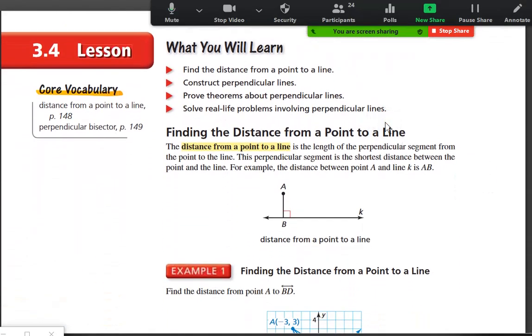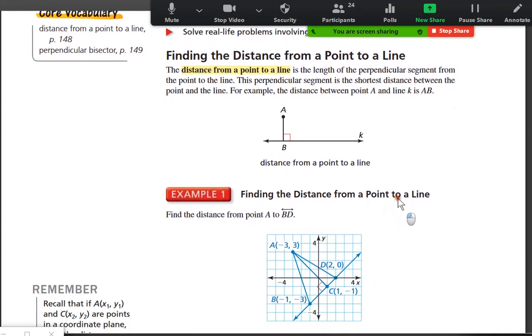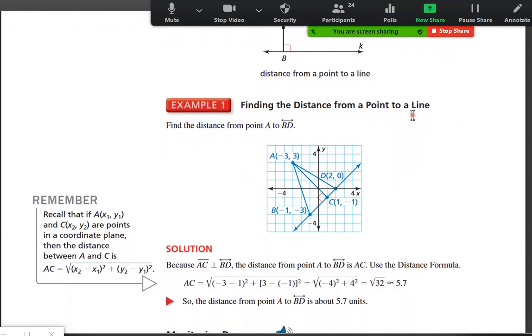3.4. One of the things is finding the distance from a point to a line. We have actually done this already, in that we've found the distance between 2 points. If we're going for the distance between a point and a line, it's got to be a perpendicular, right? Because that's the shortest. See how this can't be the distance because that's longer, and this can't be the distance because that's longer. It's got to be perpendicular like this.